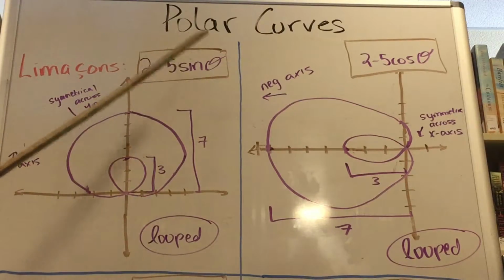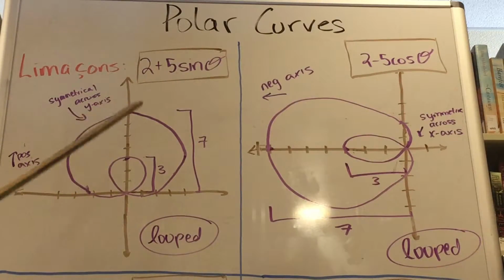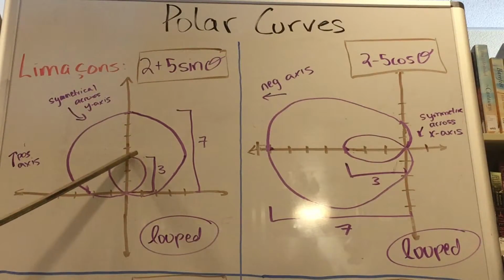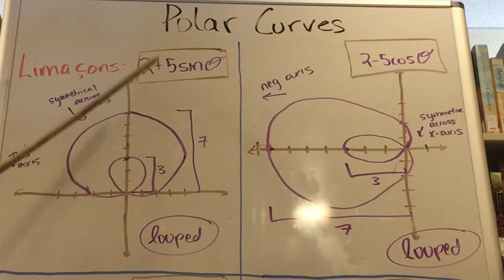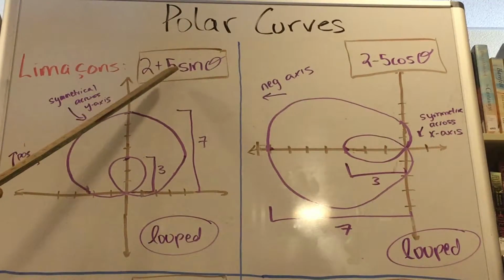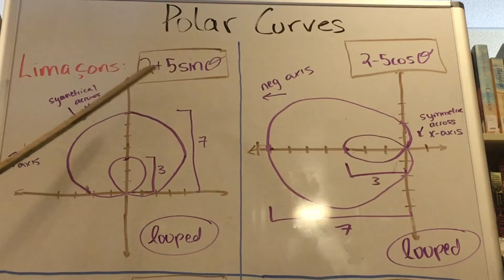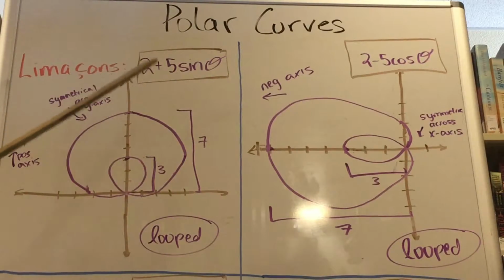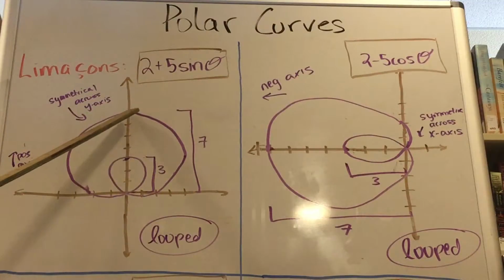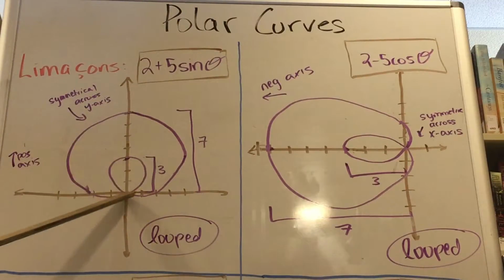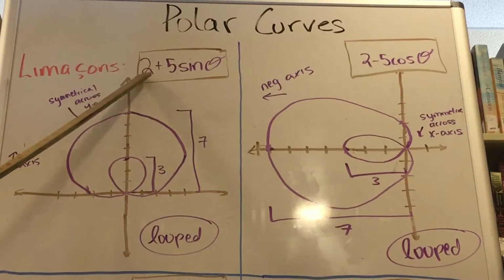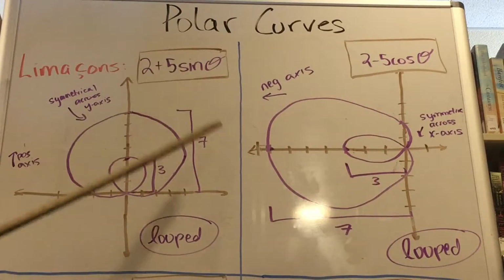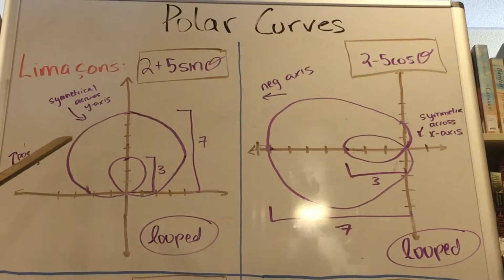2 plus 5 sine theta. So here's a graph of 2 plus 5 sine theta. And as you can see, the length of the loop is 3. And we know that the length of the loop is 3 because the difference between B and A is 3, which indicates that the loop is 3. Second thing, the length of the whole thing, the length of the big part from the top to the origin, is 7. And we know this because A plus B, 2 plus 5, is 7. So that's how we got that.